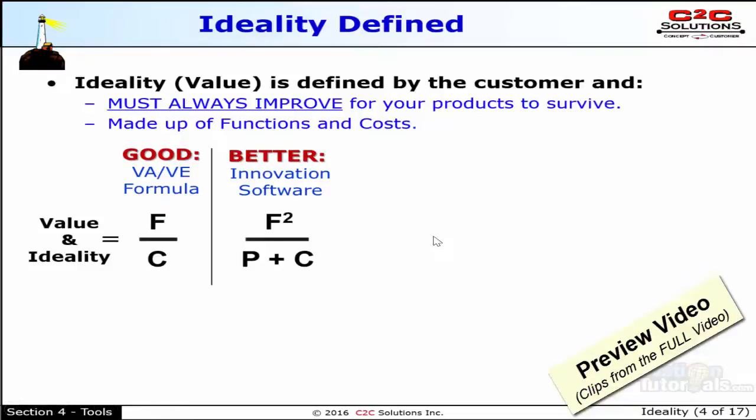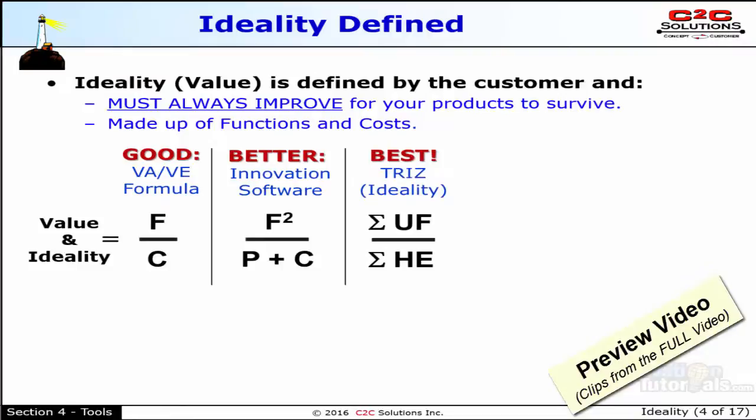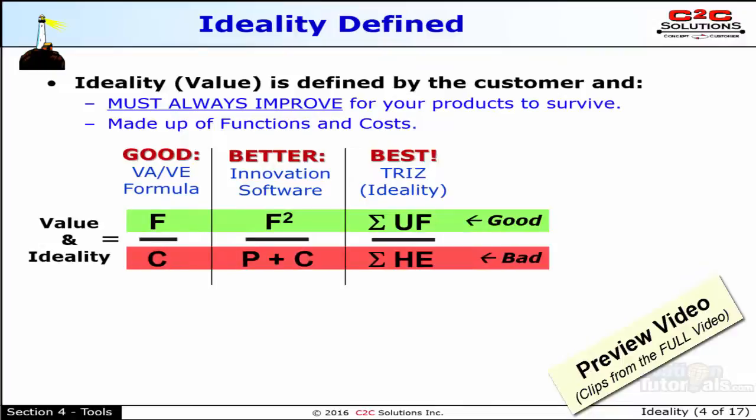And I think maybe the best definition, and this comes from TRIZ, is that ideality is the sum of the useful functions divided by the sum of the harmful effects. So if you think about it, all 3 of these equations are really saying the same thing. They're saying that value and ideality is a ratio of good to bad.